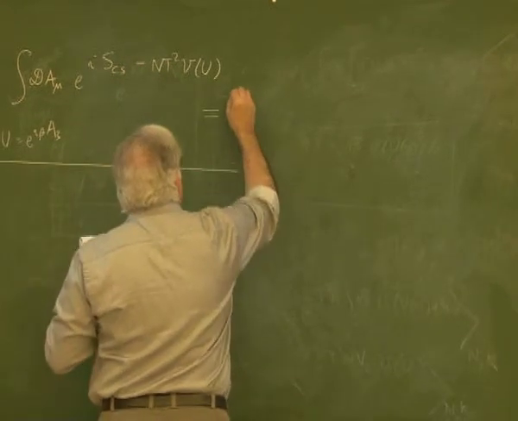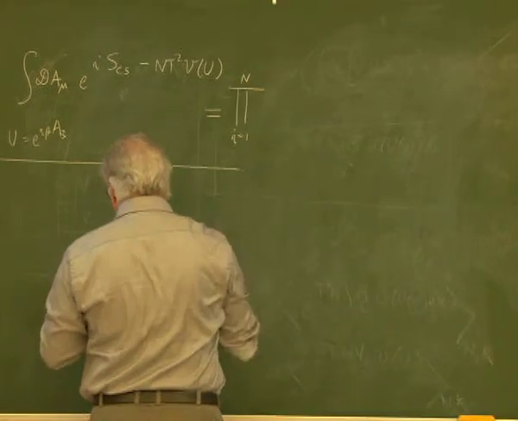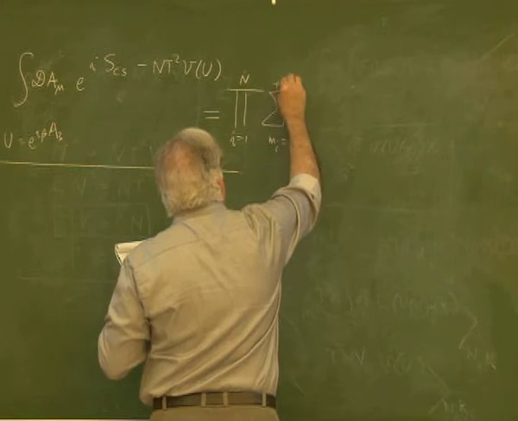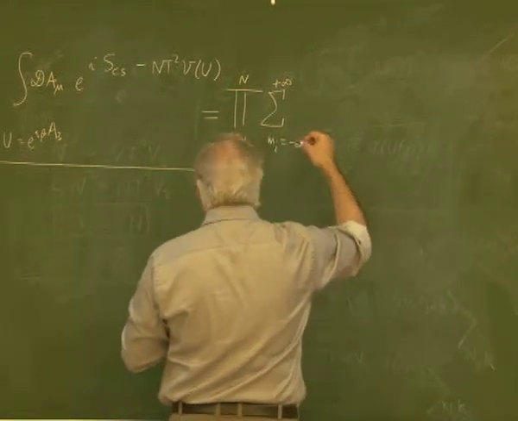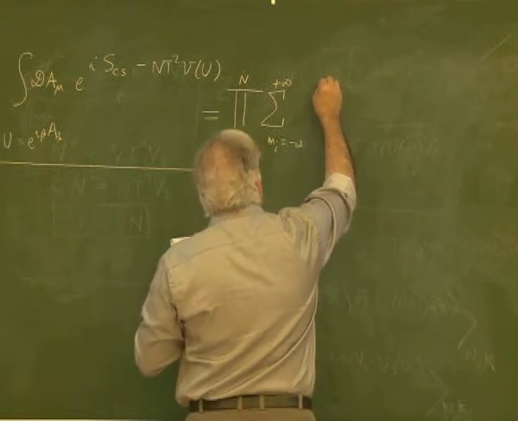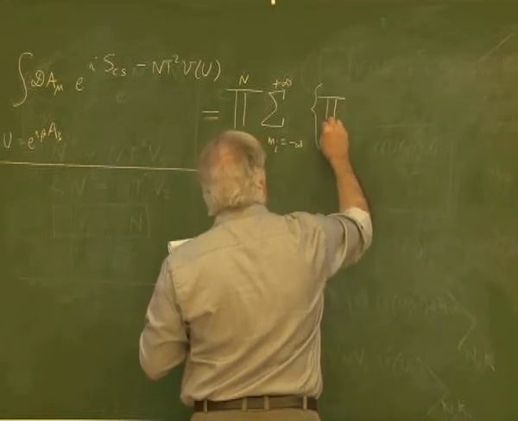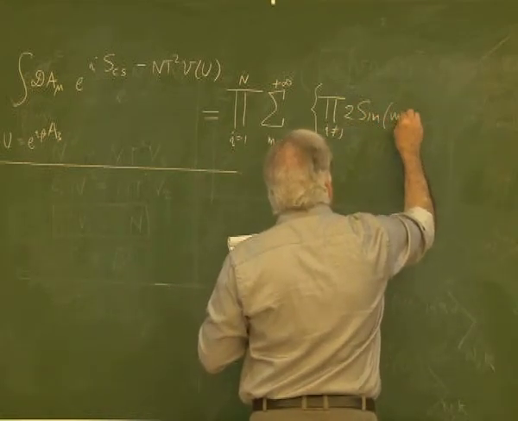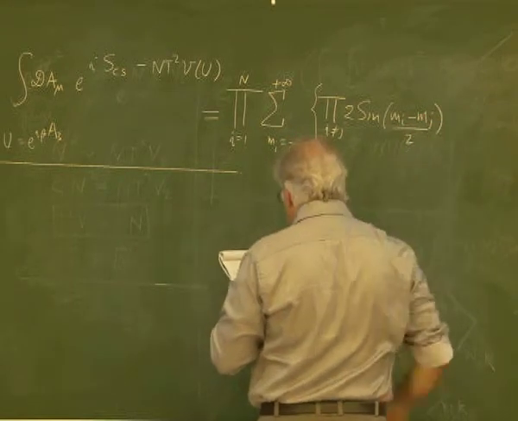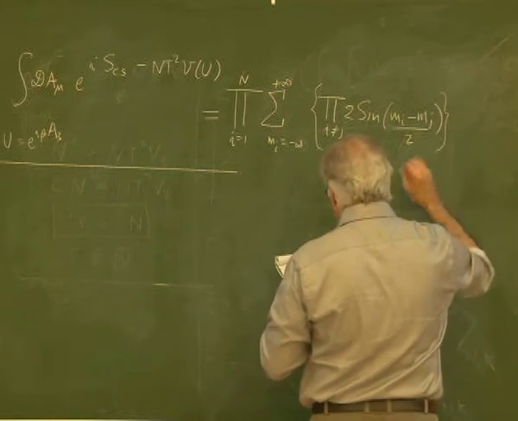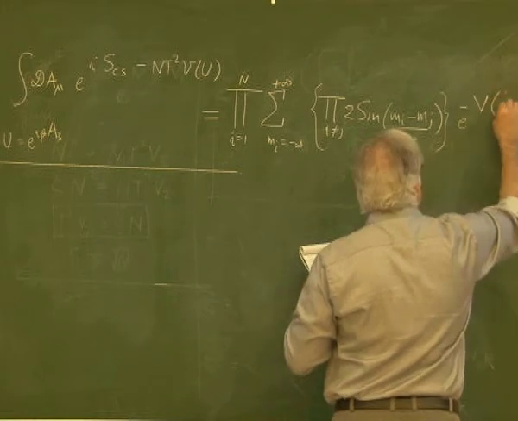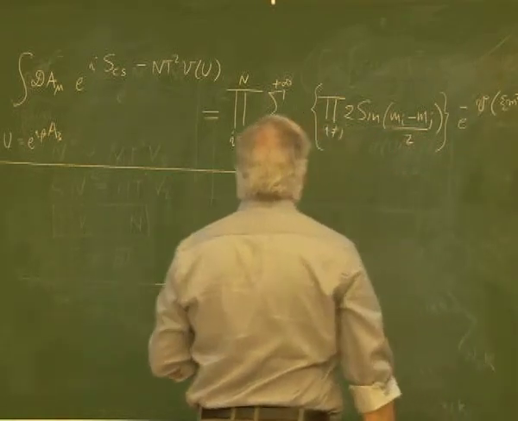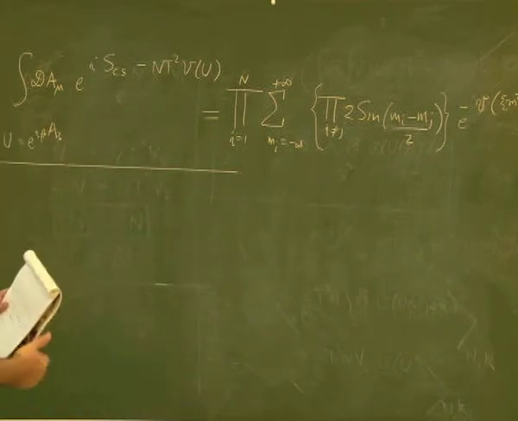The answer is that it is a product of i equal to 1 to n, summation over fluxes corresponding to each of the u1s of the un theory, product of i not equal to j, 2 sine of (mi minus mj) upon 2, times e to the minus b. Surprising, but this is the answer. This is the answer for the sphere.